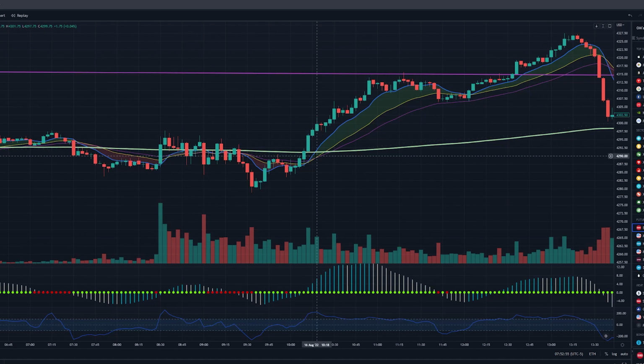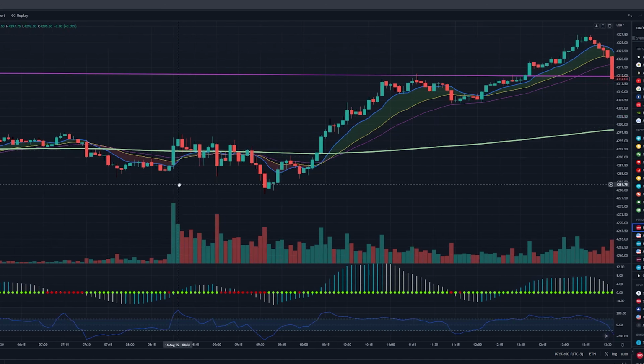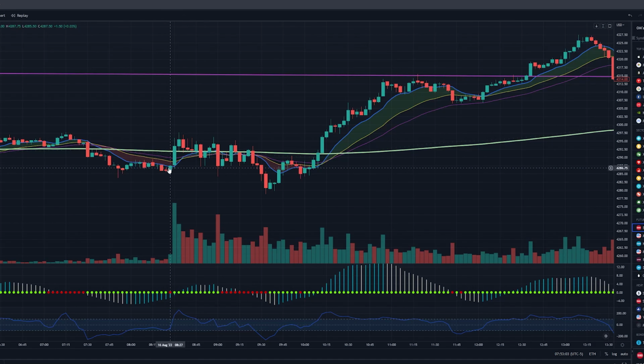Now let's take a look at what happens when something fails. This would be a great indication here. Now this would be taken at, this is an opening bell move.